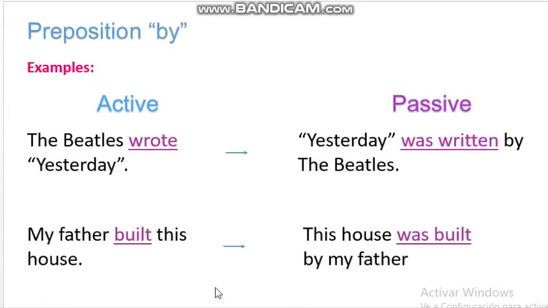Okay. If we want to say who or what performs the action while using the passive voice, we use the preposition by, as we are going to see in these examples. The Beatles wrote yesterday, so we change. We begin with yesterday to make it passive: Yesterday was written by the Beatles.